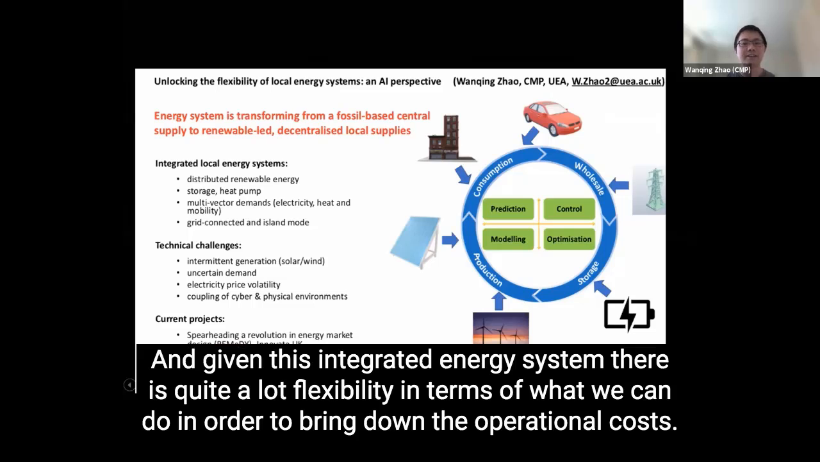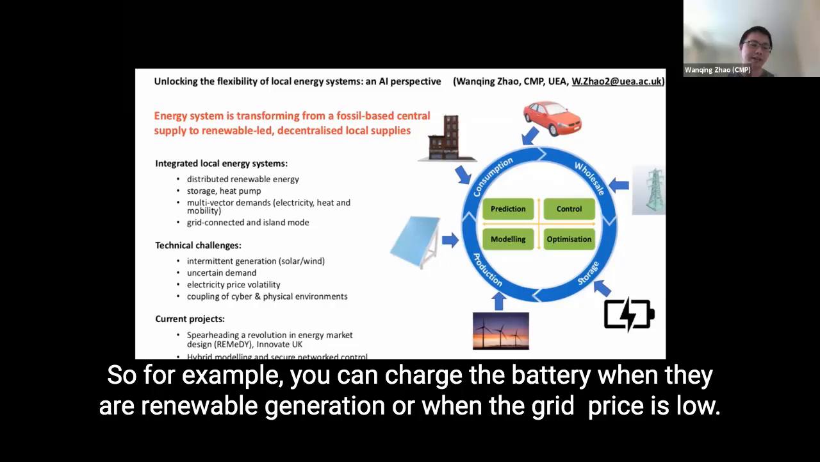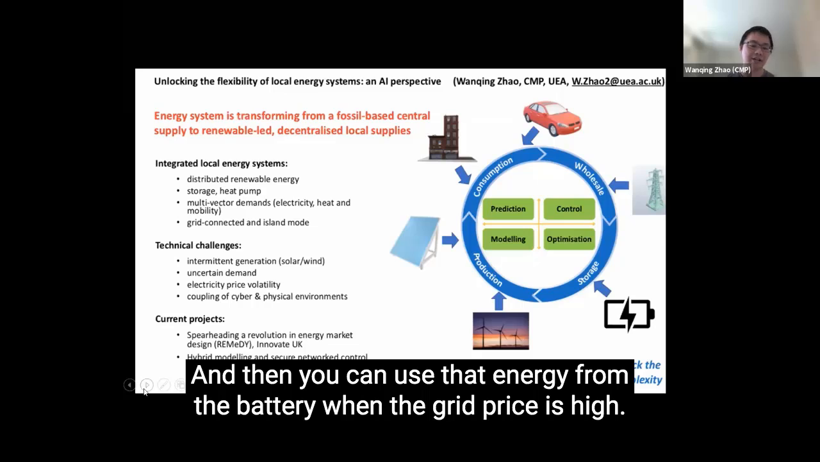And given this integrated energy system, there is quite a lot of flexibility in terms of what we can do in order to bring down the operational cost. So for example, you can charge the battery when there is renewable generation or when the grid price is low. And then you can use that energy from the battery when the grid price is high.